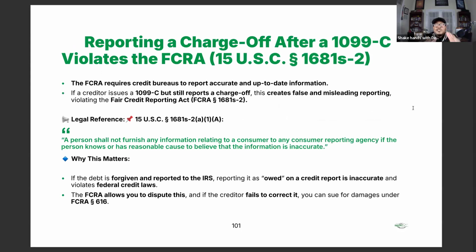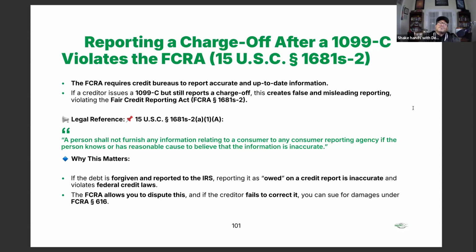I wanted to give you guys the legal parts of this so now you can fully understand it. And if you want to take a screenshot here, this is just another law. Where the creditor issues a 1099-C but still reports a charge-off, it creates false and misleading reporting. Again, that's according to the Fair Credit Reporting Act. Everything here, if you ever want to take a screenshot, is all legal. A person shall not furnish any information related to a consumer to a consumer reporting agency if the person knows or has reasonable cause to believe that the information is incorrect.